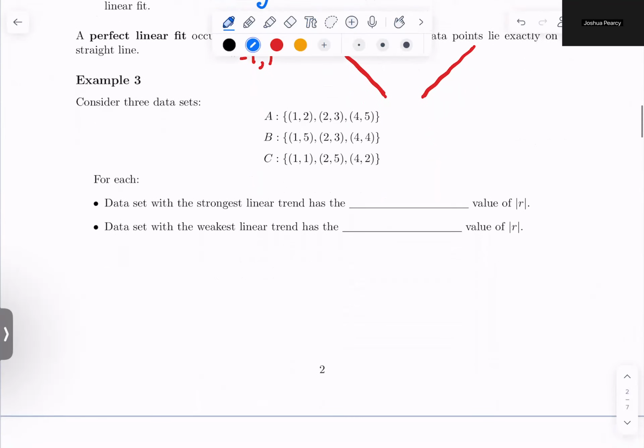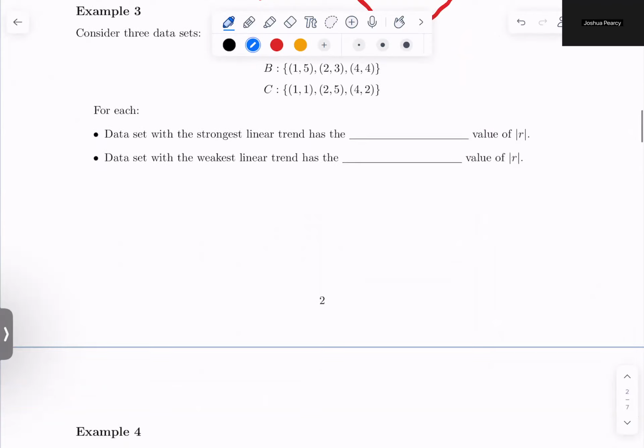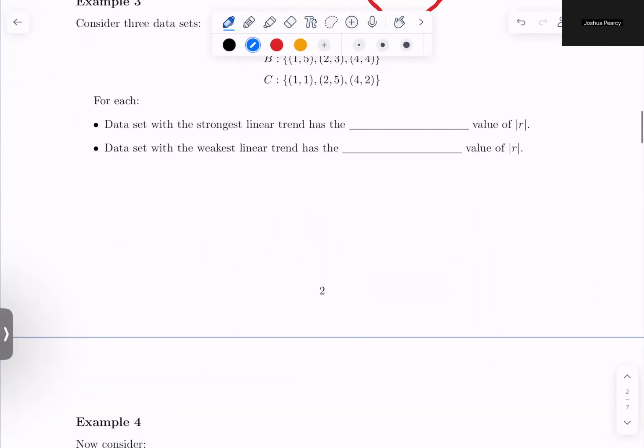So let's look at example 3 here. This one, you don't actually need to consider the 3 data sets here, because we're not going to calculate R for these ones. We're going to calculate R for the next 3 data sets in example 4. So I just want to make this quick little remark here. The data set with the strongest linear trend has the largest value of the absolute value of R, and the data set with the weakest linear trend has the smallest value of r.